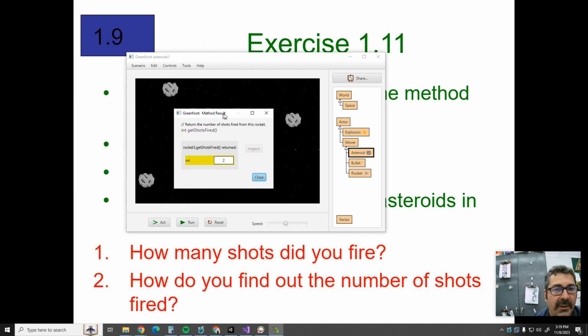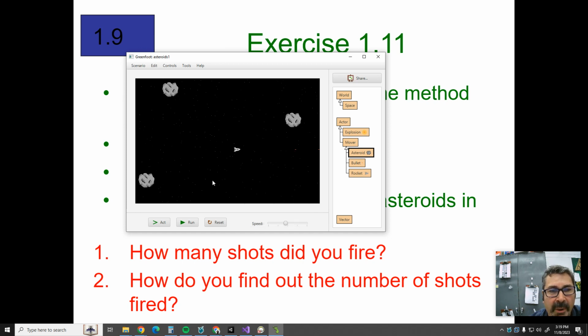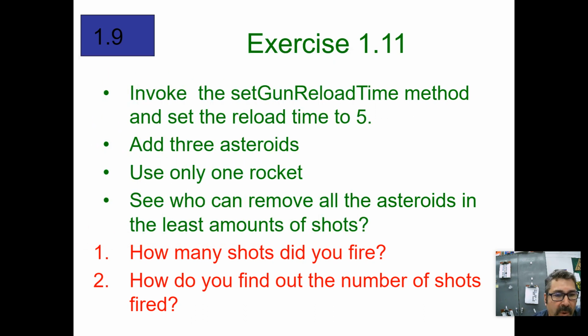By the way, just a reminder. We have a void method, which means it's a command. We have an int method that's non-void, which means it's a question: how many shots did you fire? It has an integer return type, so it's going to answer the question with an integer, which is a whole number. This has a void return type, therefore it is a command. Just a little reminder.